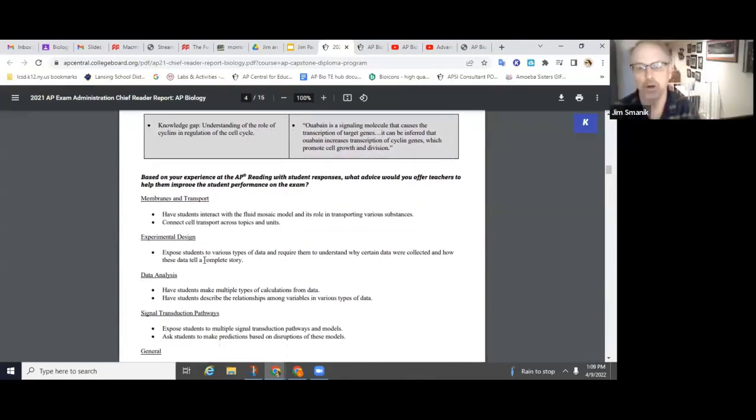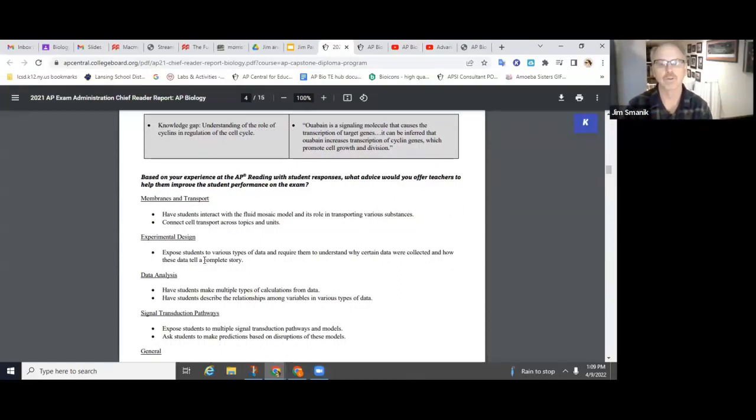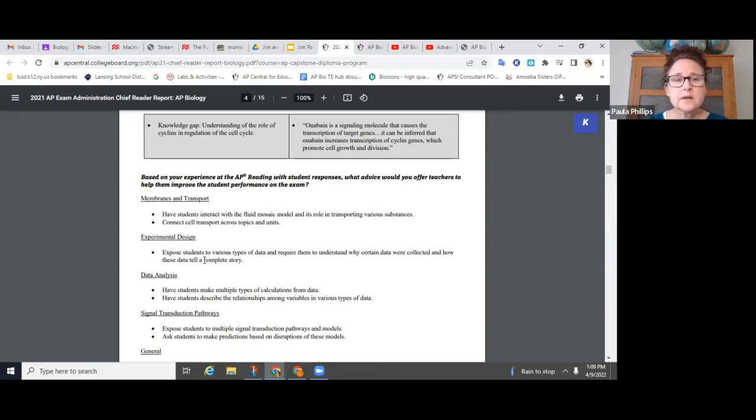This is a valuable tool all year long. It is. So maybe put that on your agenda for next year to try to use some of these throughout the year, and it helps guide your teaching also. That's exactly right. Underneath that is advice to teachers.